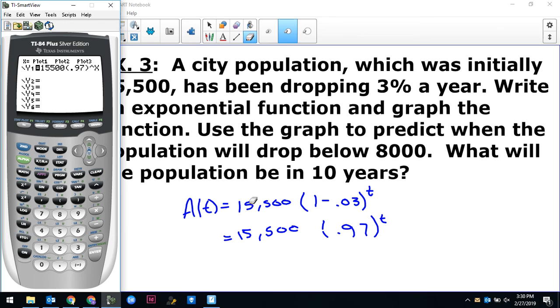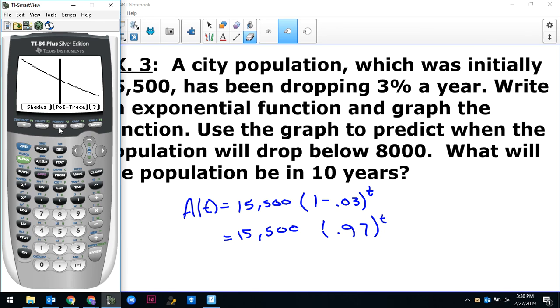All right. Now, I'm going to graph this and use the graph to predict when the population will drop below 8,000. So I want to know 8,000, right? I'm going to zoom 6 this, put it back to my standard window, and then I'm going to zoom fit it and see what happens. Let it run. It's thinking. And now we go zoom fit. There's our decay. Slowly creeping along. And here's our 8,000 line.